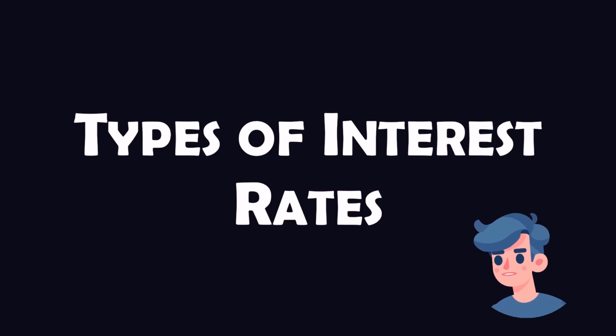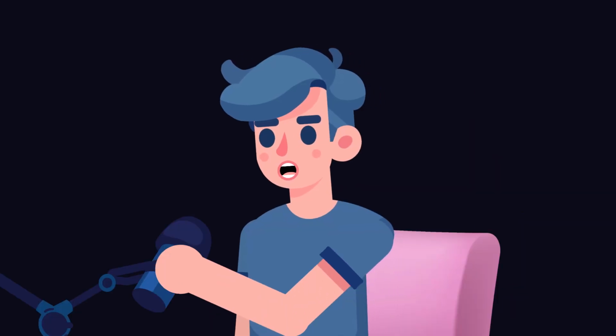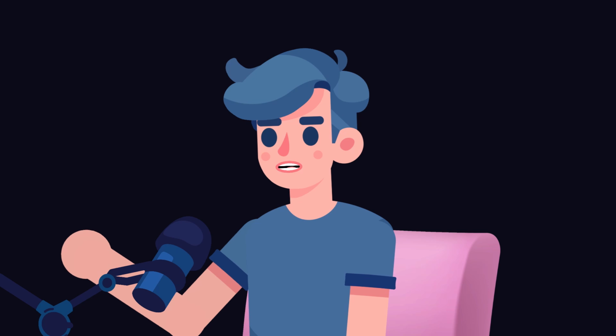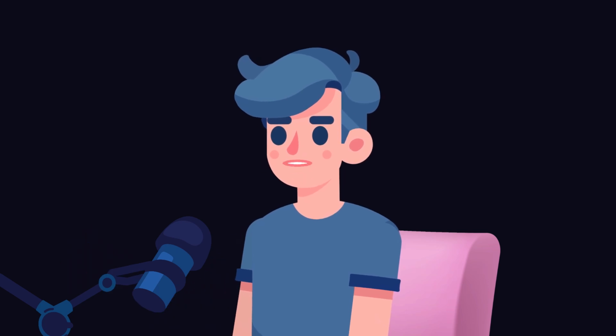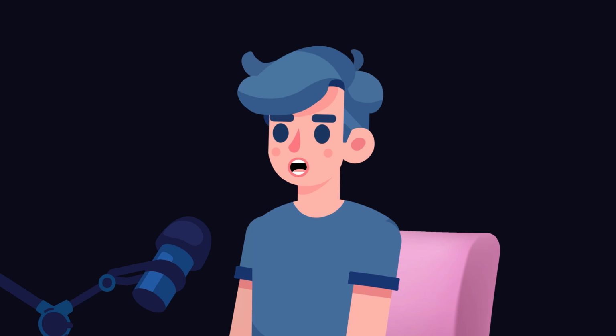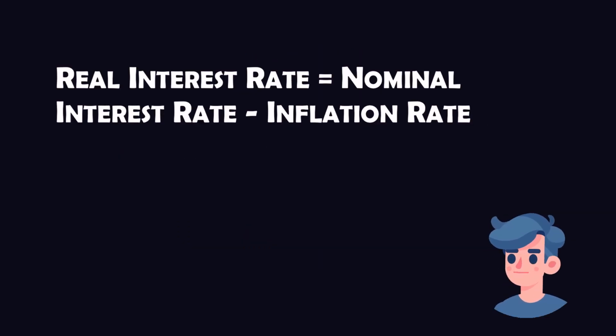There are two main types of interest rates: nominal and real. Nominal interest rates are the stated interest rates on a loan or investment. Real interest rates are adjusted for inflation. For example, if you have a savings account with a 5% nominal interest rate and the inflation rate is 2%, the real interest rate is approximately 3%.